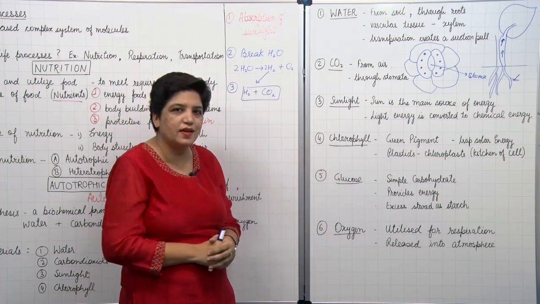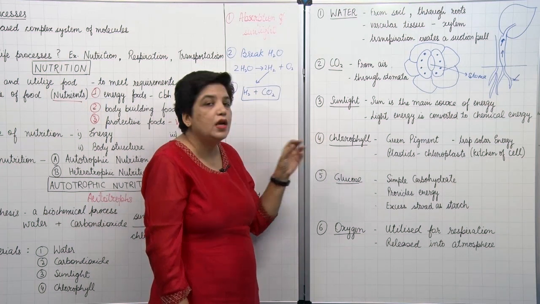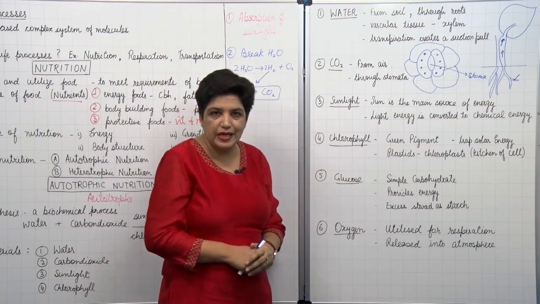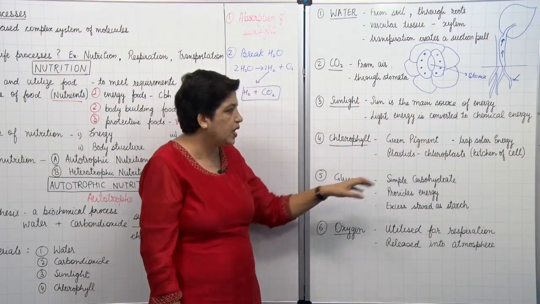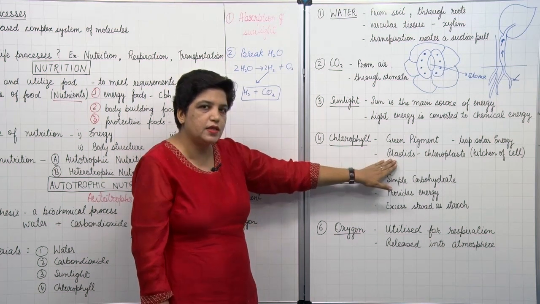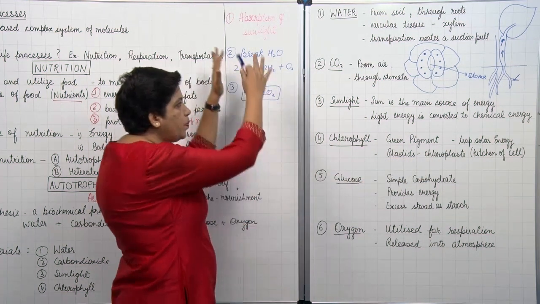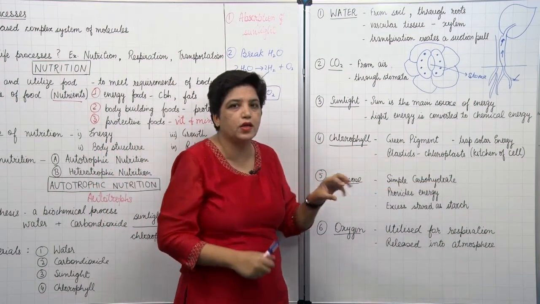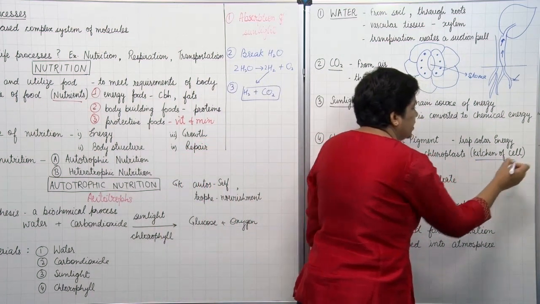Now, the next important condition is presence of chlorophyll. Chlorophyll is a green colored pigment present in the green leaves. It has the property to trap the solar energy. It is present in the plastids. The green colored plastids are called chloroplast. So this whole process of photosynthesis undergoes inside the chloroplast. That is why chloroplasts are called the kitchen of the cell.